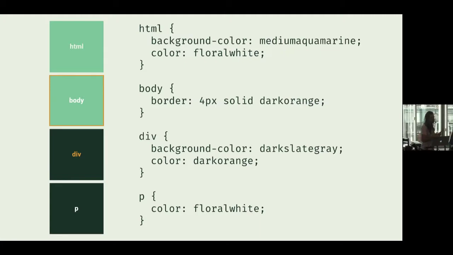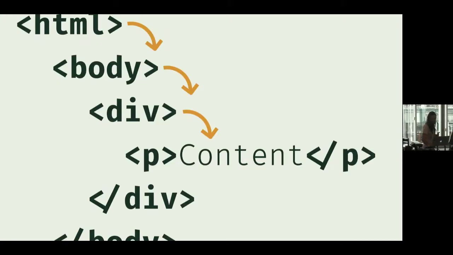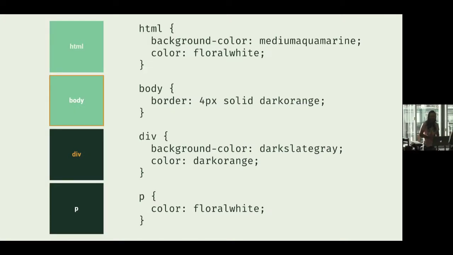But then the div has its own child, a p tag, right? This is what it looks like. And that p tag, it overwrites the color again back to floral white. So we go from floral white to orange, back to floral white. Right. Any questions about that?